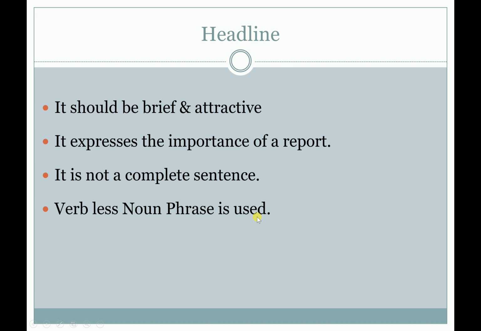You will use noun phrases, but most of the time you will try to avoid verbs. Then avoid articles and be verbs. So again, when you are writing the headline, you have to avoid articles and be verbs like am, is, are, was, were, been.